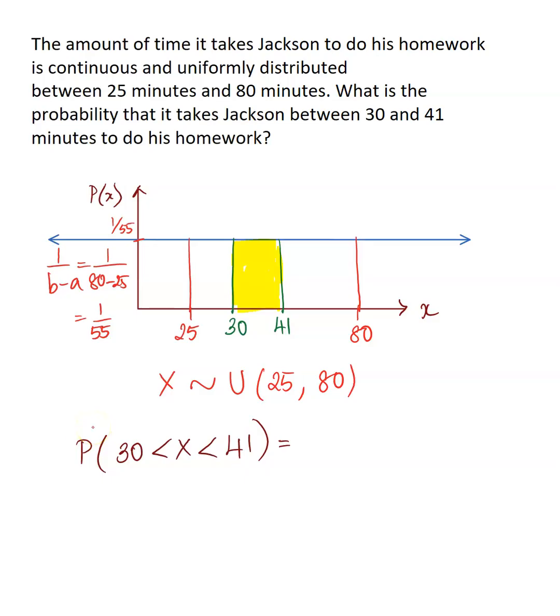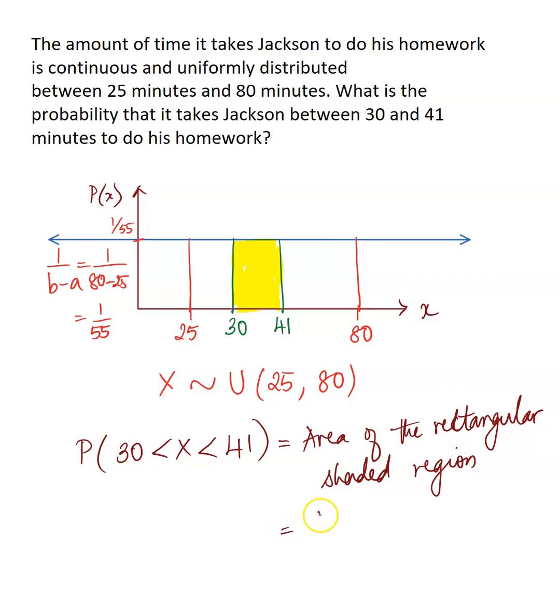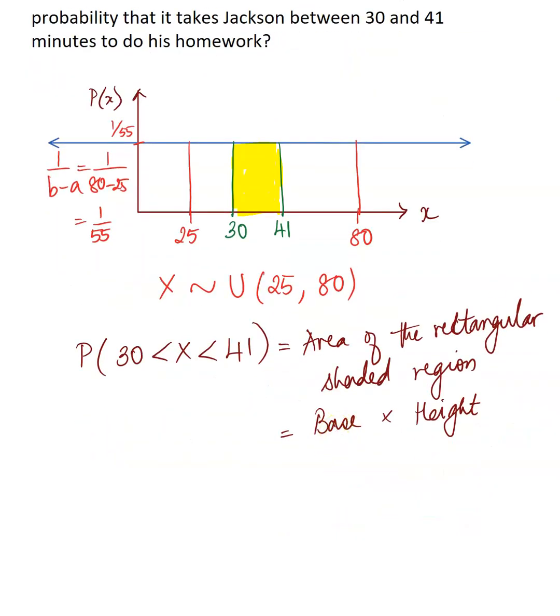So try to imitate this style of writing so we can see your working there, which is the area of the rectangular shaded region, which is base times height. Again, for a quick variety, I want you to realize that the base here is basically your x and your height is your p of x. You remember x times p of x is what we did, right?